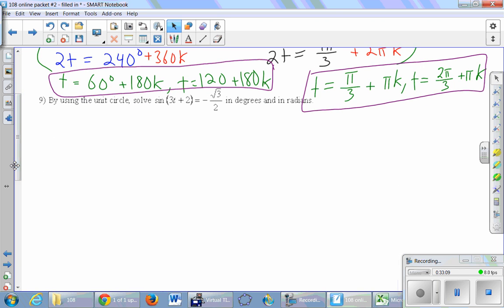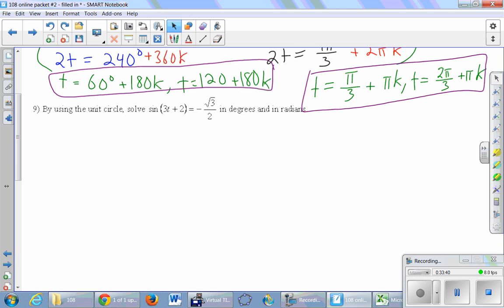Okay, number 9. By using the unit circle, solve sine of 3t plus 2 equals -√3/2 in degrees and in radians. Okay, first observation, the angle, the thing in the parentheses, is getting more and more complicated. But that's okay, we'll handle it at the end. The next thing is that it doesn't say from 0 to 360 or 0 to 2 pi. And if it doesn't give you that kind of restriction, then you can expect you're going to be giving answers with k's in them.